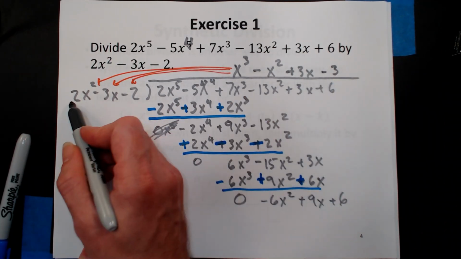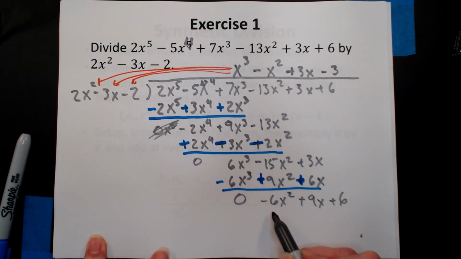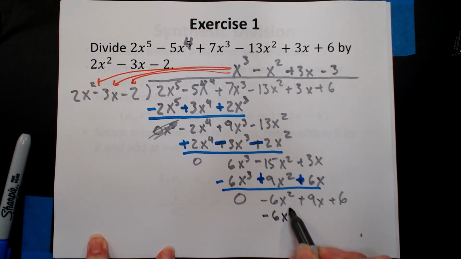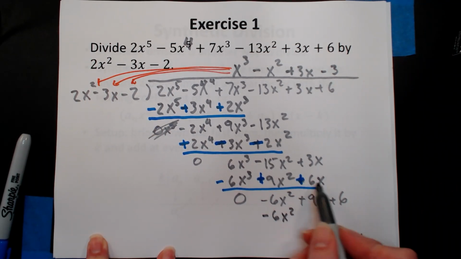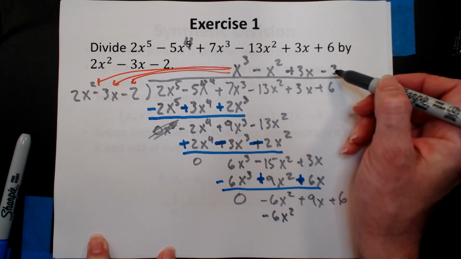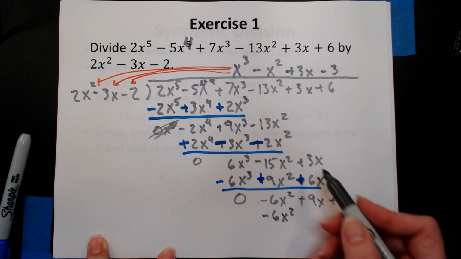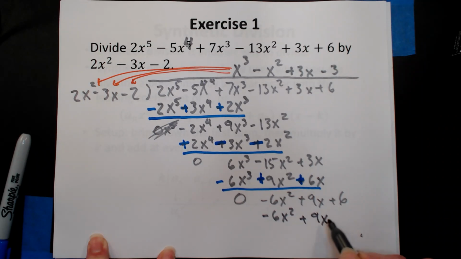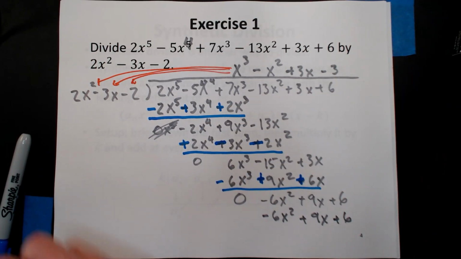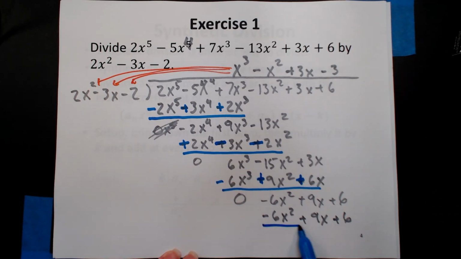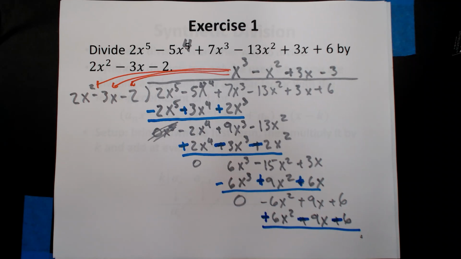So negative 3 times 2x squared is going to give me negative 6x squared. Remember, these terms have to be identical until you draw your line. And then negative 3 times negative 3x is positive 9x. And then negative 3 times 2 will be positive 6. You notice something nice happens when I draw my line and change all my signs. I get a remainder of 0.